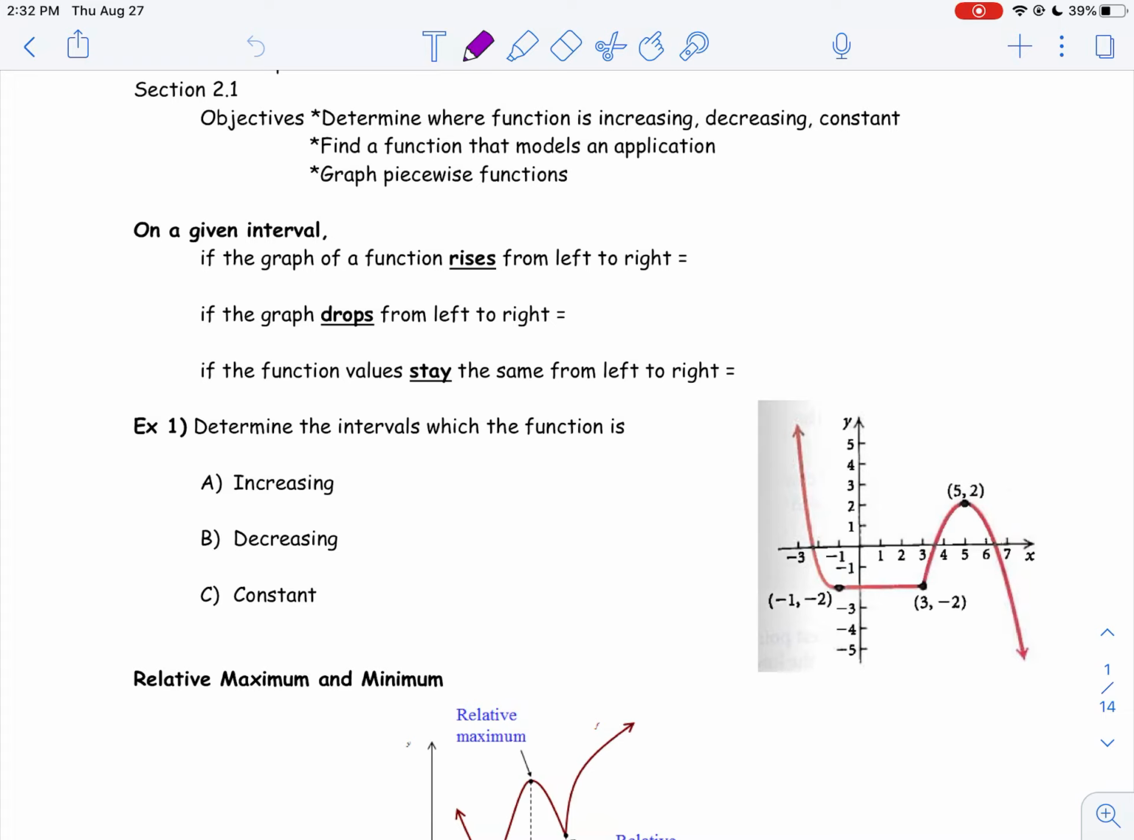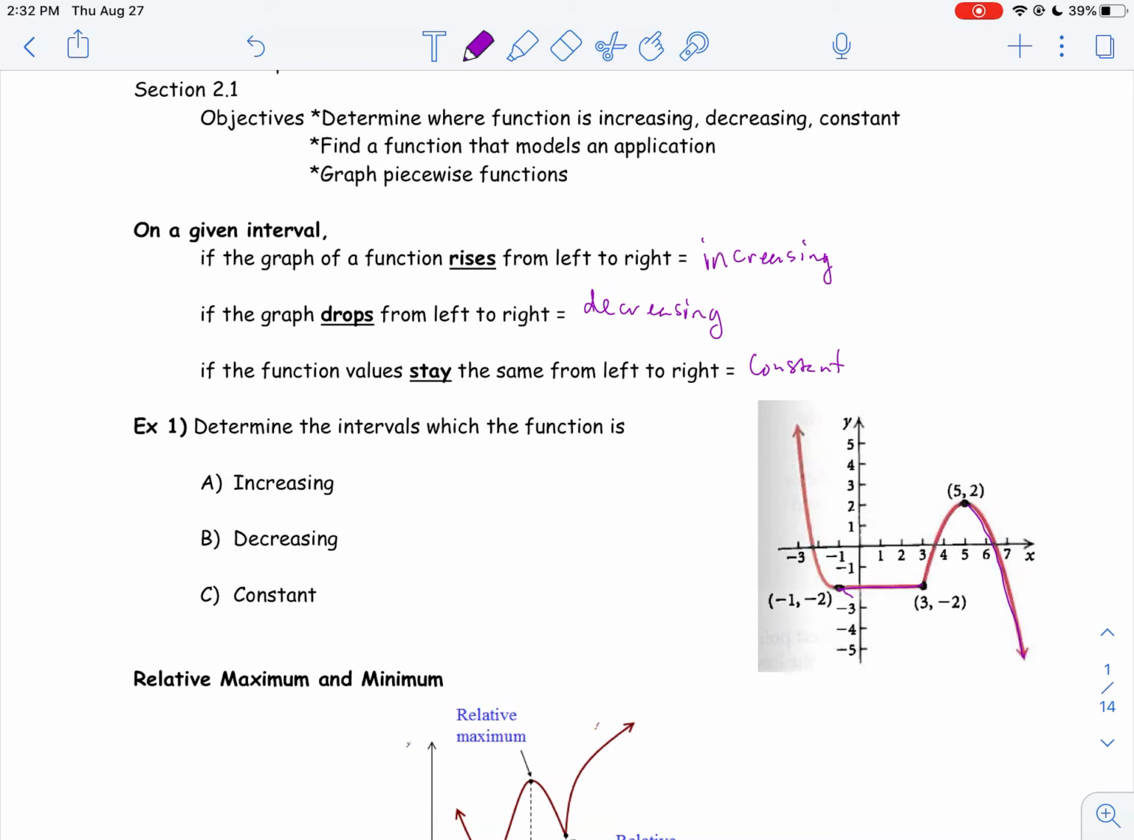So we say that if the graph of a function rises when moving from left to right, that is called increasing. If it drops from left to right, so like here, it's dropping, we call that decreasing. And if function values stay the same, we call that constant.